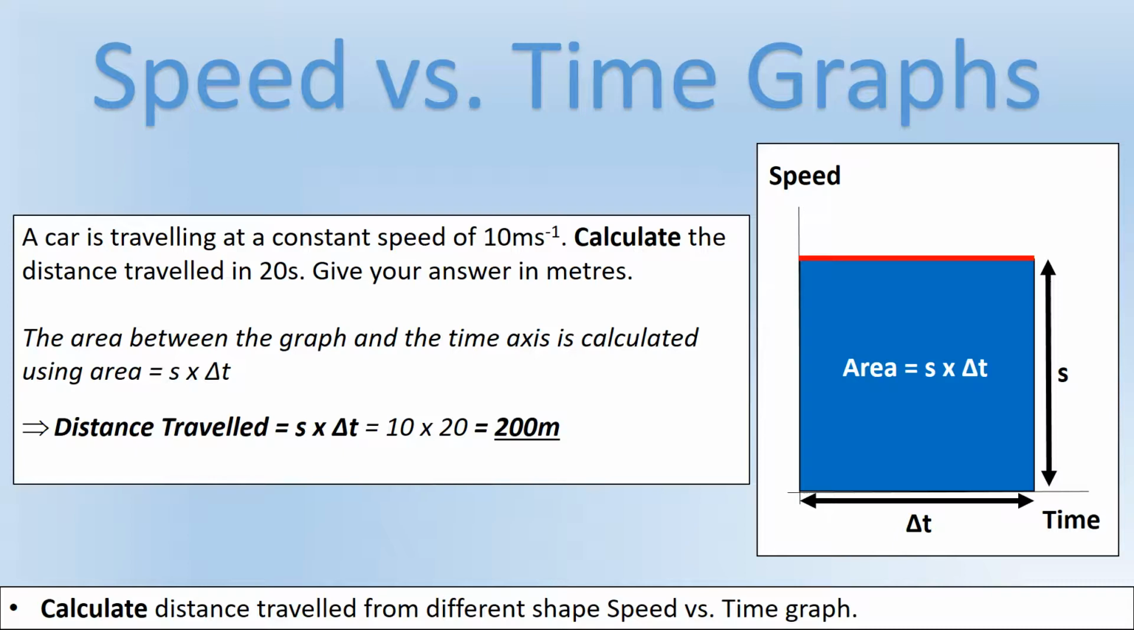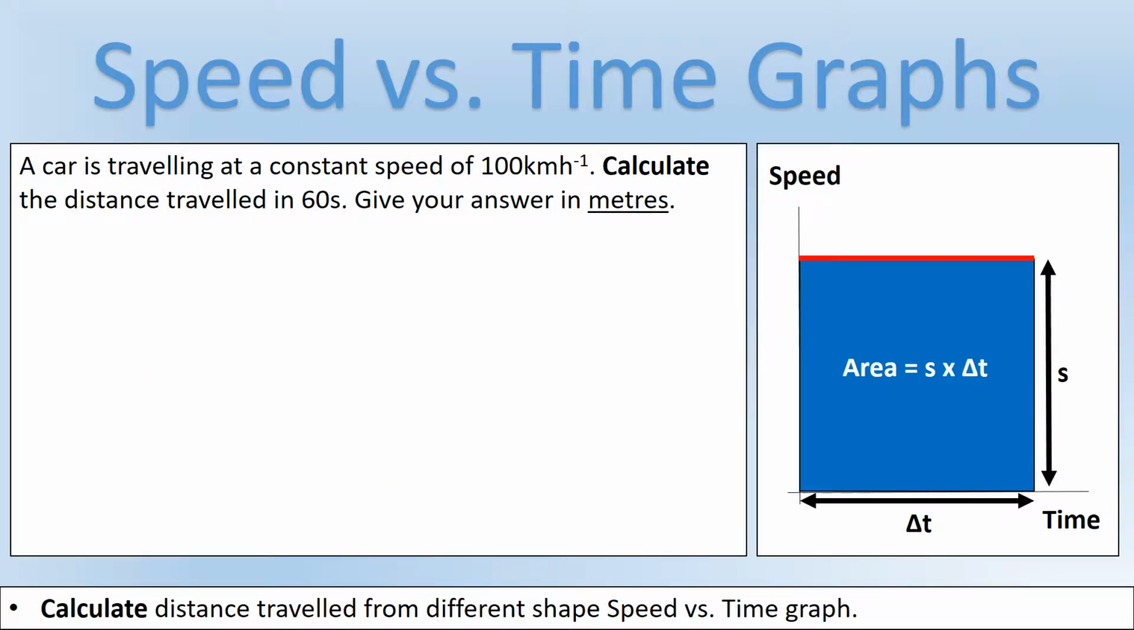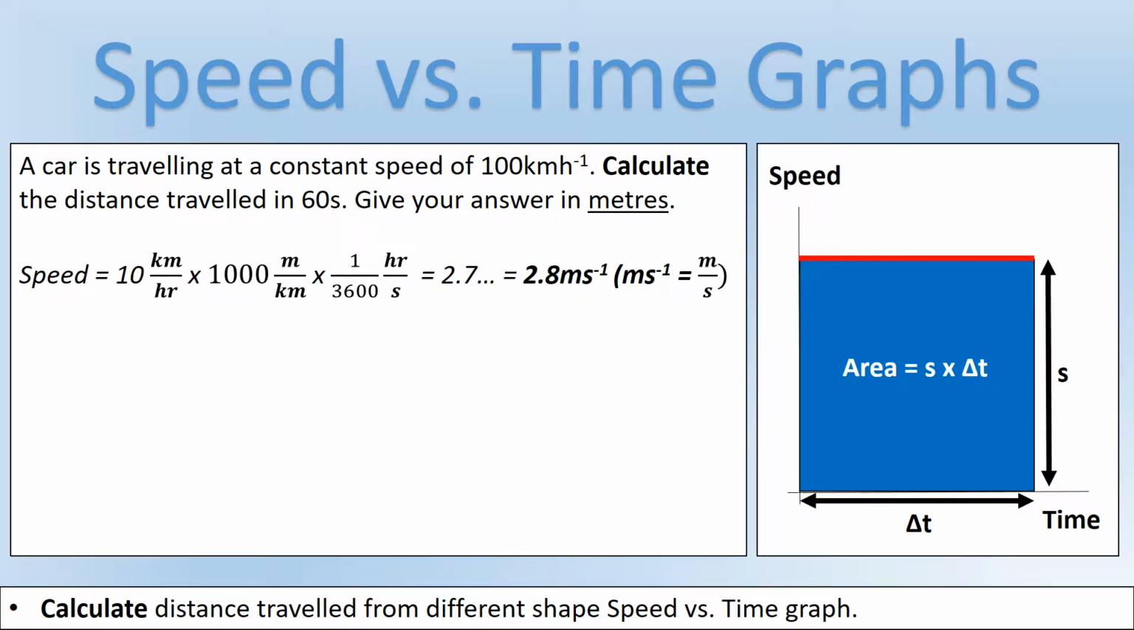So one of the ways of making these simple ones more difficult is adding in a unit conversion, and I'll show you what I mean. So again, we've got constant speed, but this time it's 100 kilometers per hour, and it wants to know the distance travelled in 60 seconds, and we want our answer in meters. So the first thing we need to do is convert our speed into meters per second. So to go from 100 kilometers per hour, we multiply by the number of meters in 1 kilometer, which is 1,000, and then we divide by the number of seconds in an hour, which is 3,600.